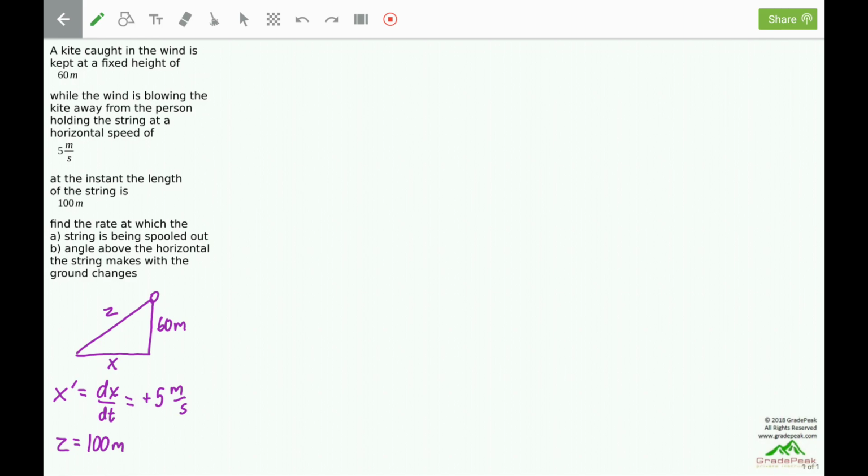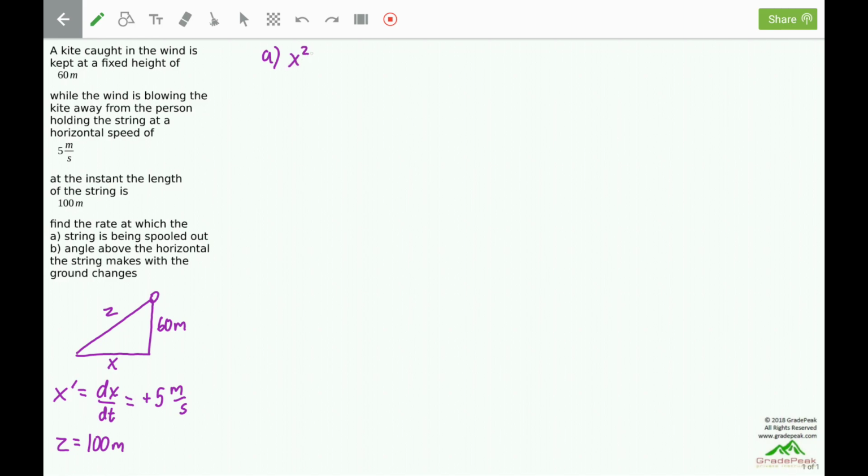For part A, we want to find the rate at which the string is being spooled out. That will be the rate of change of the length of the string, which is the hypotenuse z. We want to find z prime. We have x prime. We want to find z prime. We need to relate z to x. Well, z and x are sides of the right triangle. The z is the hypotenuse and x is one of the legs. They're related by the Pythagorean theorem.